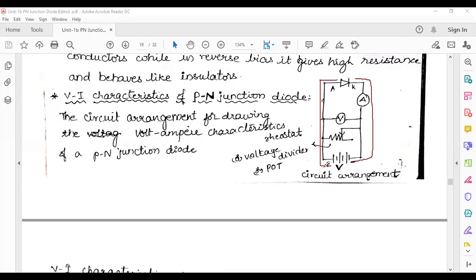Anode terminal is connected to positive and cathode terminal is connected to negative. In between, I am placing one rheostat or potentiometer, this is the pot. Ammeters are connected in series, and the voltmeter is connected in parallel to the diode.